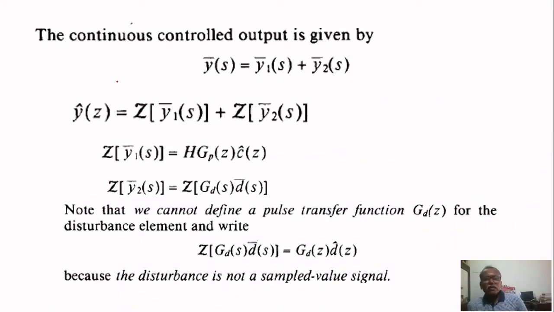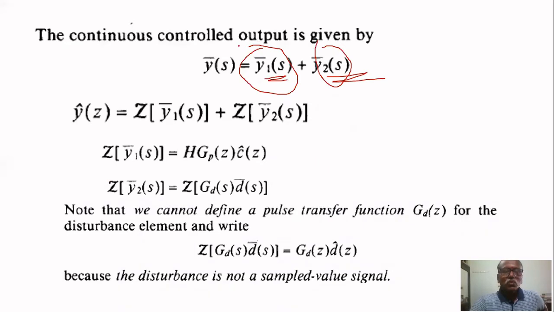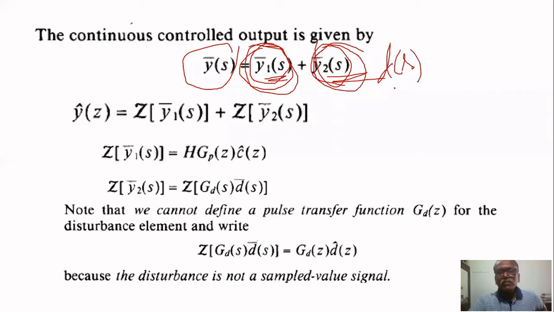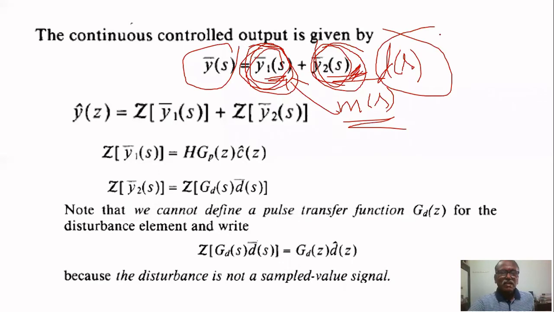A continuous controlled output can be written as this is because of input, and this is because of disturbance. So the total output equals output due to input m of s and output due to disturbance d of s. d of s is responsible for y2 of s, and y1 of s is because of this m of s. So you are giving two inputs. One is disturbance, natural, and this is man-made. M of s is man-made. That's why the output consists of two parts, y1 of s and y2 of s.